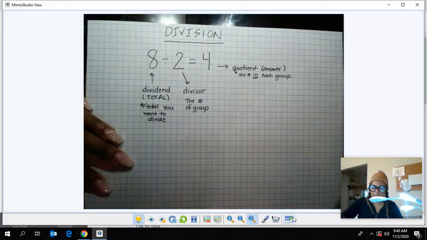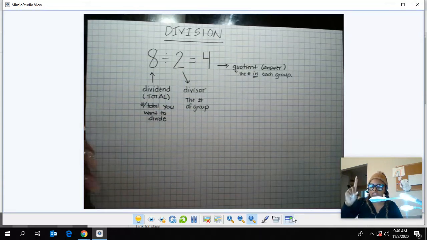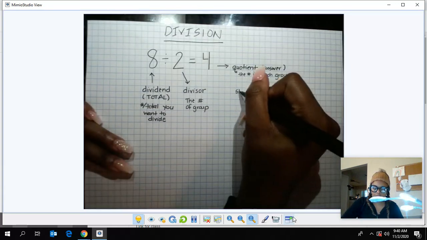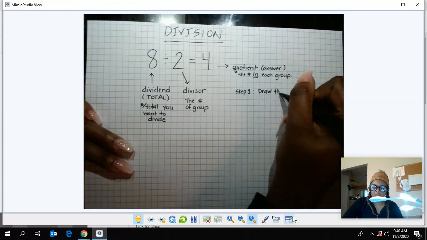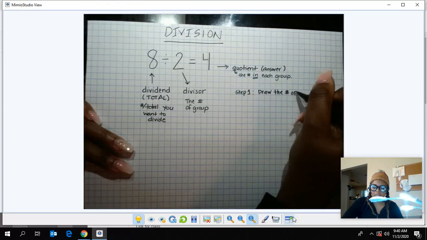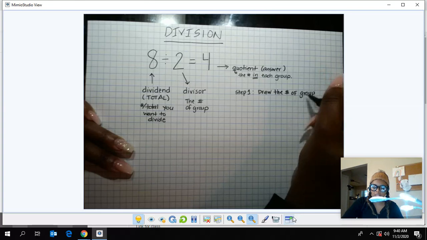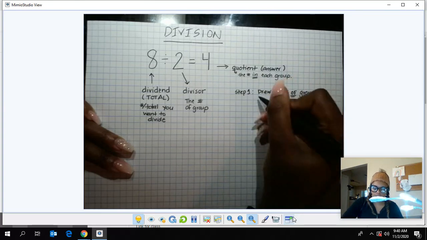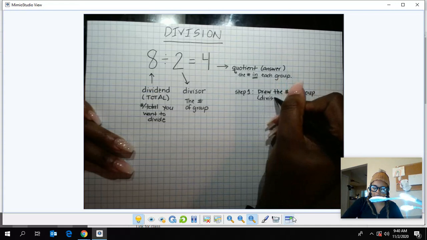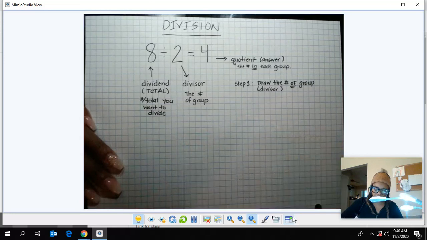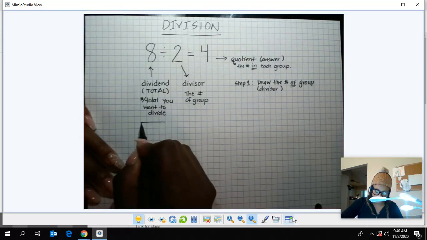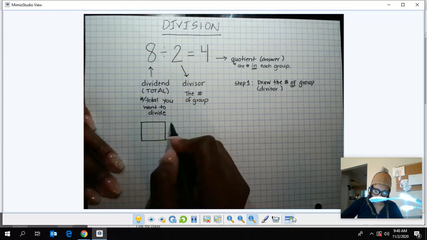Let's look at it this way. I am going to draw. This is your first step. Your step 1 is draw the number of groups. So we're going to do step 1. Draw the number of groups, not the number in each group, the number of groups, which is the divisor. So I'm going to draw 2 groups. I'm literally just going to draw 2 squares. Here's square number 1. Here's square number 2.